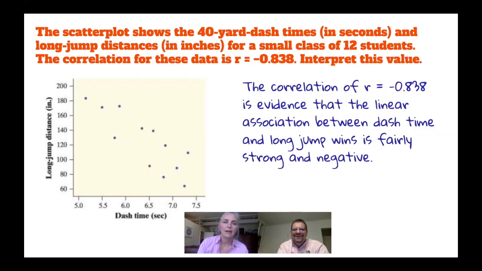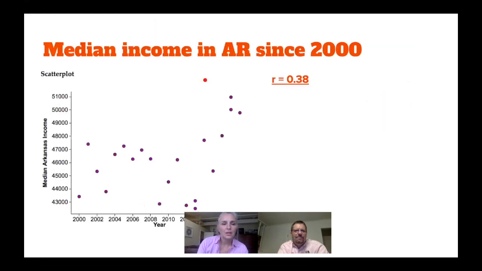Right, okay, so we've looked at this graph before. This is our median income in Arkansas since 2000, and we talked about it without a number associated with it. Now we have a number, 0.38. 0.38 tells us what, Mr. Bobby? It's pretty weak. It's positive, but it's not strong.